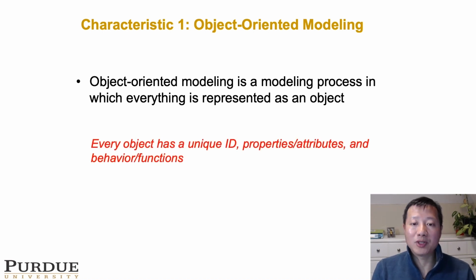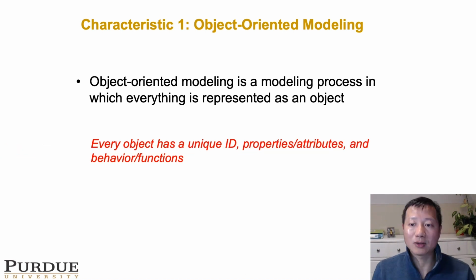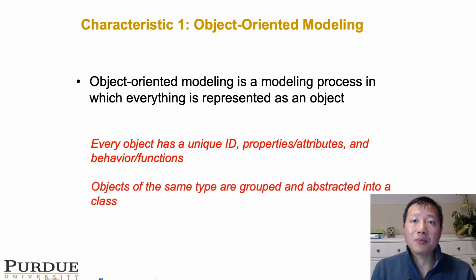Every object has a unique ID to distinguish it from other objects, has a set of properties or attributes to describe the object from multiple aspects, and behavior functions that refer to things that the object can do or can function. Objects of the same type are grouped and abstracted together into a class.